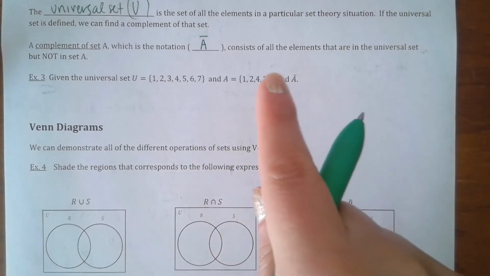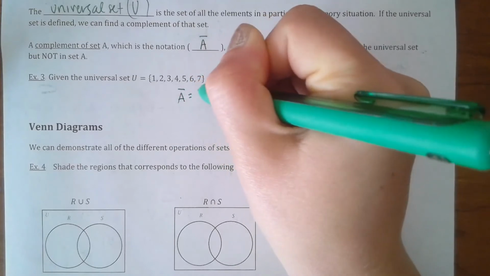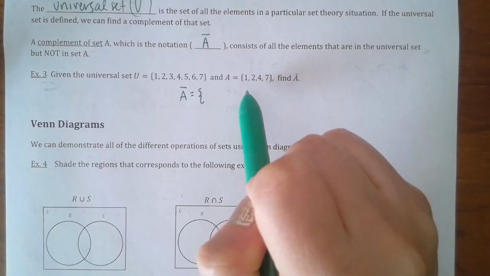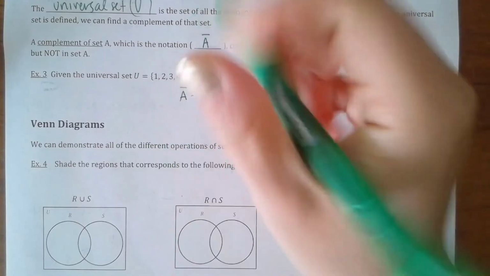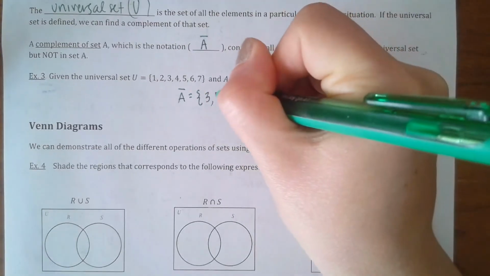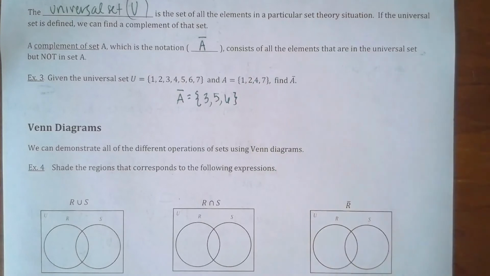If I'm looking for not A, or A complement, that's everything that's in the universal set but not in A. So 1 is in both of them, 2 is in both of them, 3 is only in the universal set but not in A, 4 is in both of them, 5 again is only in the universal set and not A, and then 6 is also only in the universal set and not A. So I have 3 elements that would be in the complement of A.